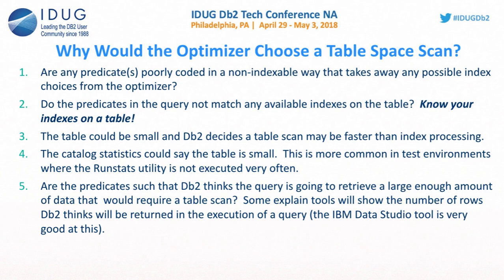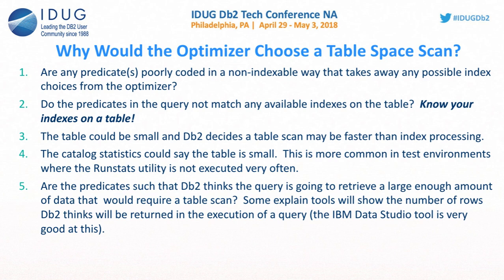Maybe the table's small. Small enough, I'll just scan the table. Doesn't mean we shouldn't have indexes on it. We still need indexes on small tables, but it might just say, I can just scan that pretty quick and easy. Maybe the statistics say the table is small. This is pretty common in test environments. Maybe I have 128 million rows in a table, but nobody's run stats for the last year, and it still says I have 28,000 rows in there.